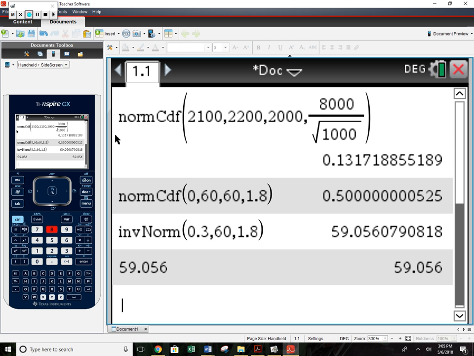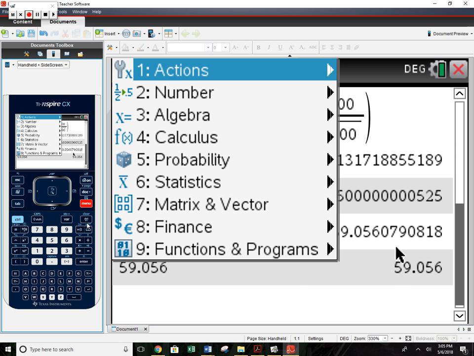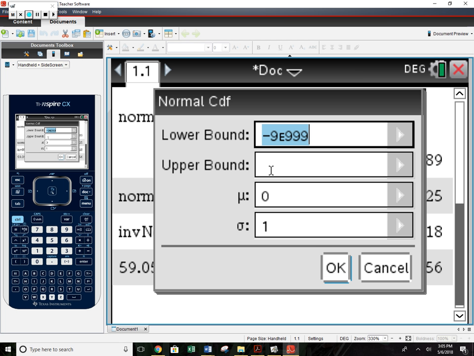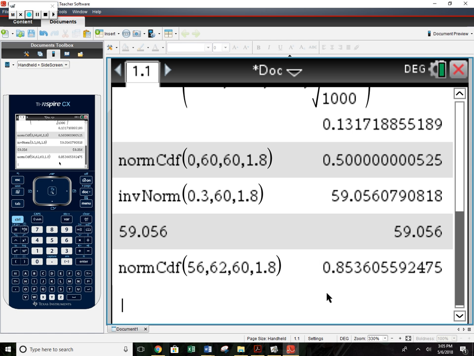God, I must be going over and hitting cancel. Menu 6, 5. 56, 62. The mean is 60 and 1.8. Do not hit cancel, hit OK. So 85%. So you've got an 85% chance that you're going to land somewhere between 56 and 62. Okay, let's look at the next one.